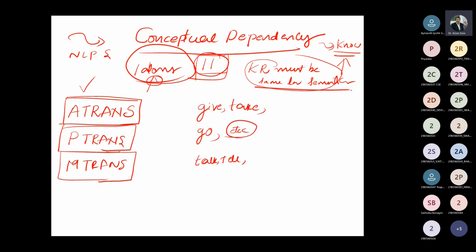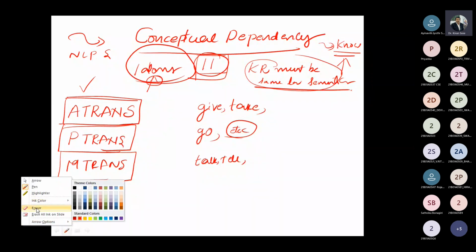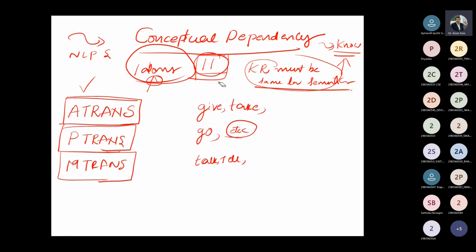So all these three primitives are very important. Whenever you give something, you get something, we call it A trans. And P trans, when you move from one place to another, there is a physical change. M trans is to talk or tell, whatever it may be, in the positive sense. These three are very important primitives.